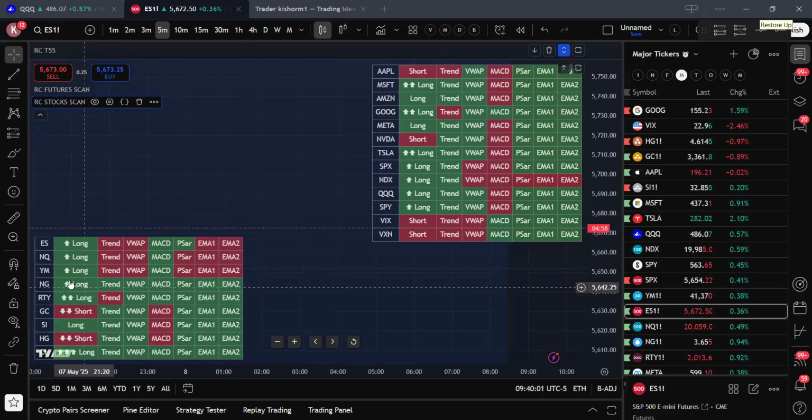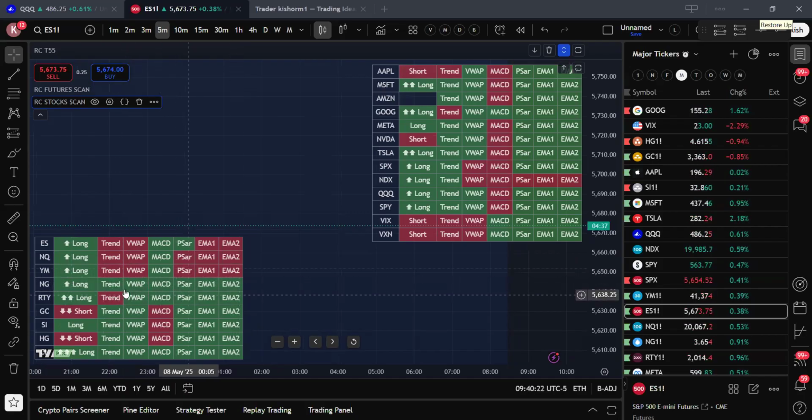Natural gas is looking good. It is above the white line and also most of these are green. RTY is also looking good. It is two levels above the white area and your VWAP, MACD, PSAR, EMAs, everything is looking green. So if the status is bullish and also if all the parameters associated are also green, that is generally a good one.